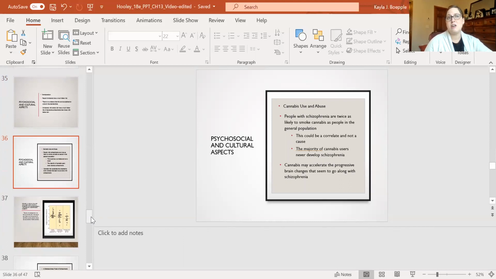Cannabis use and abuse has also been shown that there might be a correlation between the two. So not causation, not saying that cannabis use causes schizophrenia, but that there is a link somewhere between looking at the cannabis use and how it developed and how it evolves in somebody that has schizophrenia. Now, I want to be very clear that the majority of cannabis users never develop schizophrenia, but it may have an impact on those who are more susceptible to developing it.